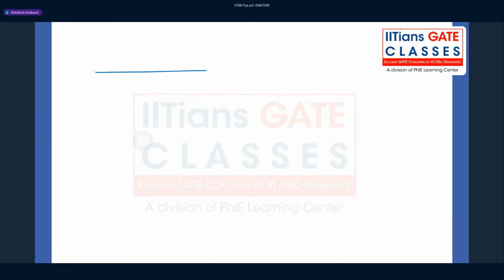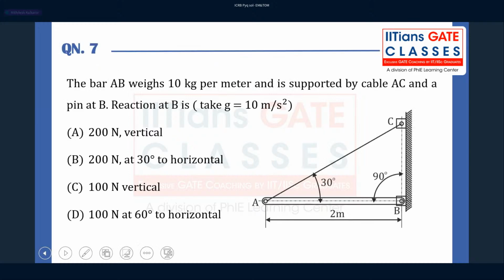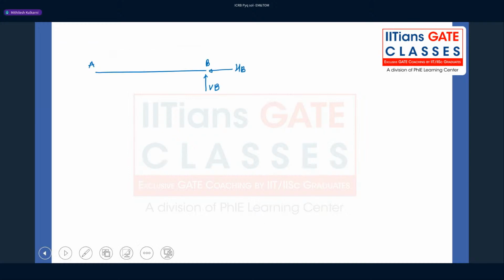This is the bar AB. The point B is hinged, so it will have both horizontal reaction and the vertical reaction. At point A, we have a tension at a 30-degree angle. It is connected to the point C, so at 30 degree we'll have a tension. So this is T cos of 30 degree, and this is T sine of 30 degree.